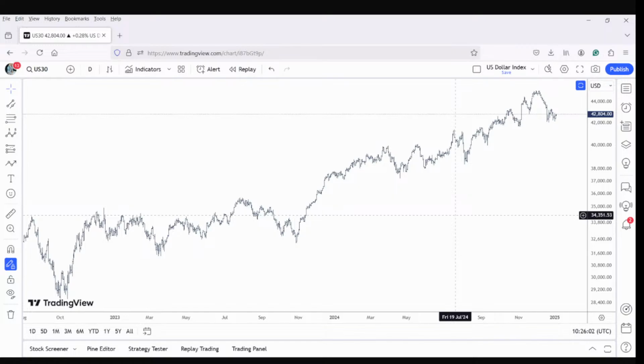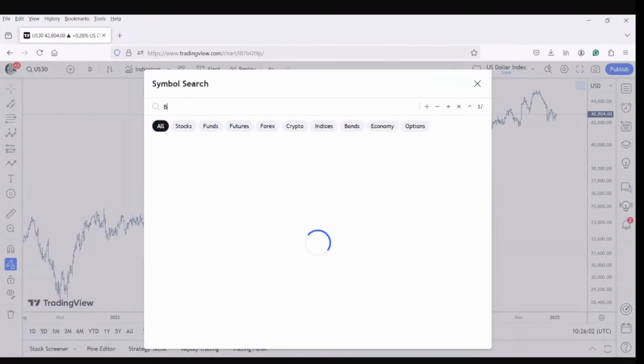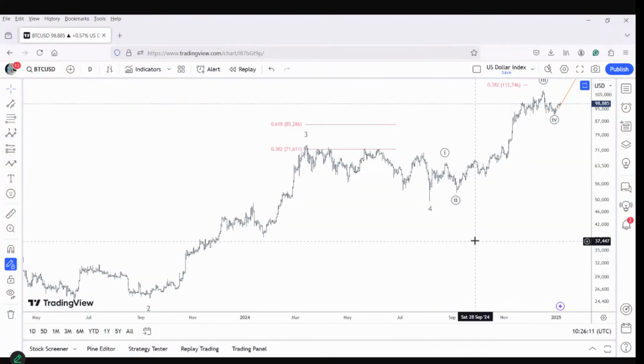All right. BTC now, Bitcoin. You see, it looks like a sideways movement right now for the coin.